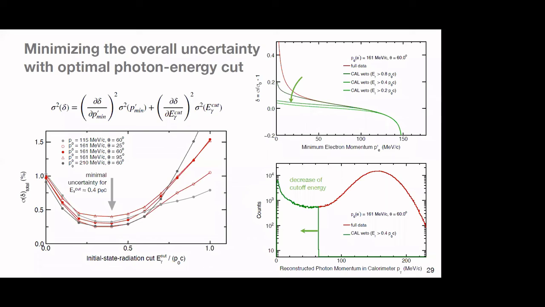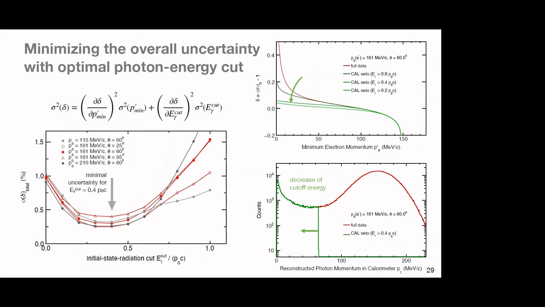Now, the question is which cut to choose. I said we don't want to exclude all the events. Let me illustrate that here on the right of this slide. I show you plots which I've shown you before. We see in the upper part the radiative correction as a function of P prime min, and in the lower part we see the photon distribution as a function of the photon momentum.